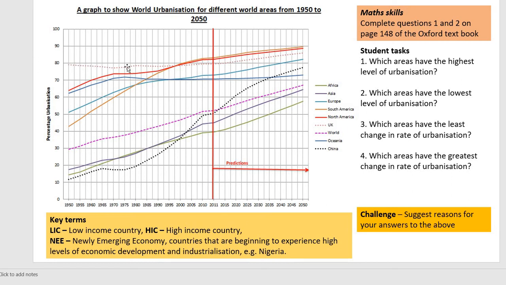Now the UK obviously is a high-income country, and so high-income countries tend to have a high level of urbanisation. And our recent rate of change has been slow because we've already got a high level of urbanisation. It can't go up very much further. Whereas the LICs and NEEs tend to have a lower level of urbanisation, but a rate of change that is very rapid. Now, there's different reasons for this.